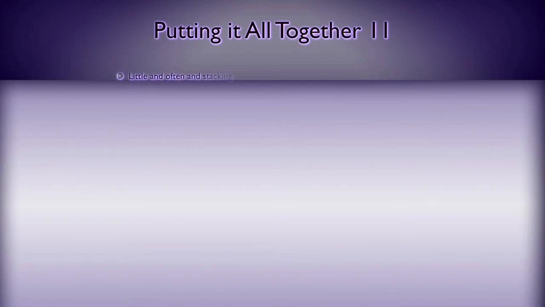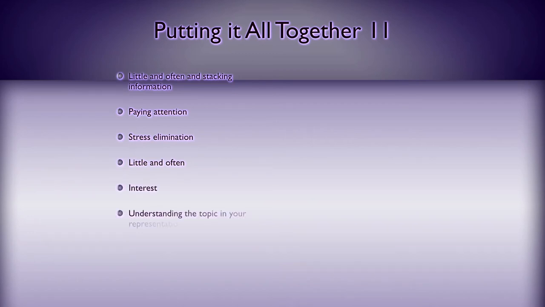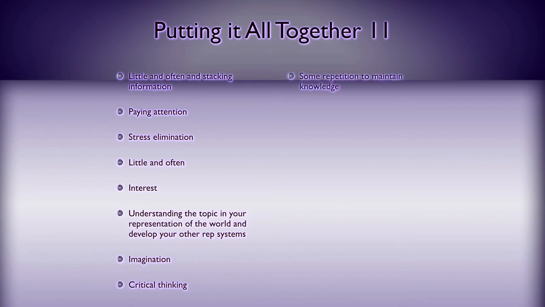From previously in the course: little and often, stacking information, building it on each other, paying attention, stress elimination. Little and often. Interest, understanding the topic in your representation or your learning system of the world and develop your other systems in time. Imagination, critical thinking, some repetition to maintain knowledge, that's why we have the quadruple one rule. Master one thing at a time and add to it. Only add once mastered. Any new subject must be linked to an existing one to make it easier.